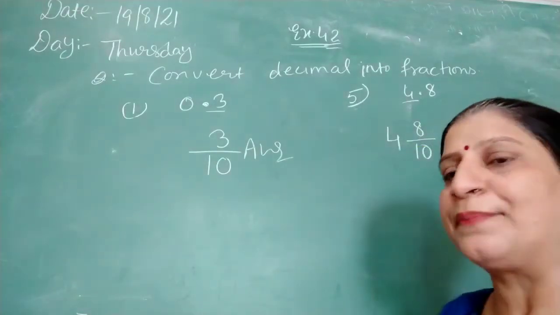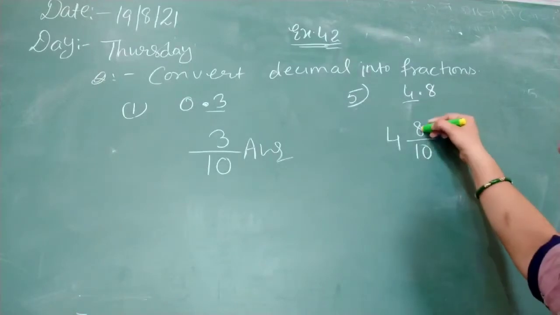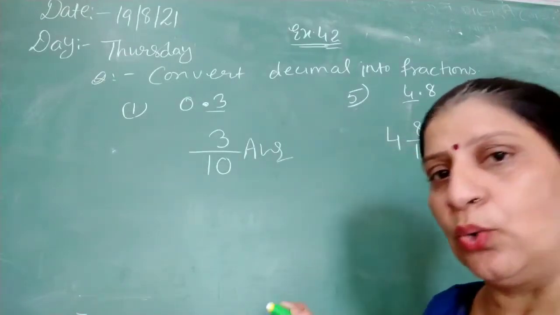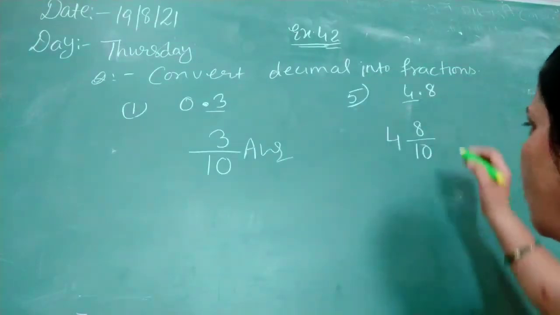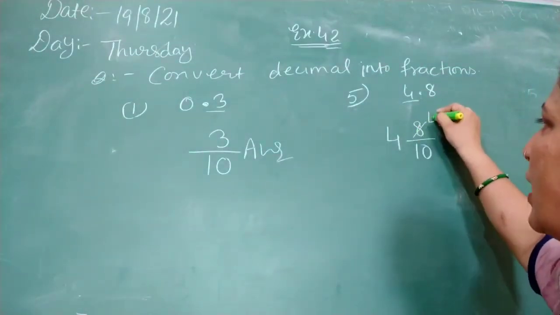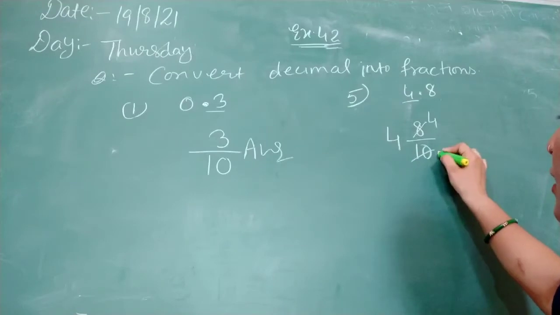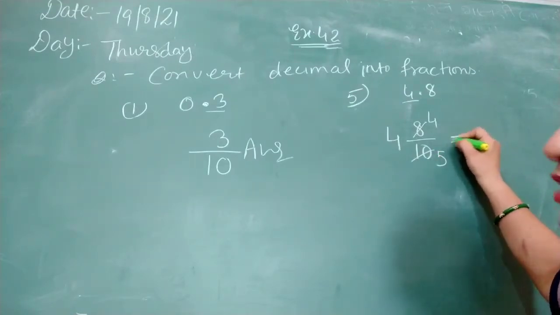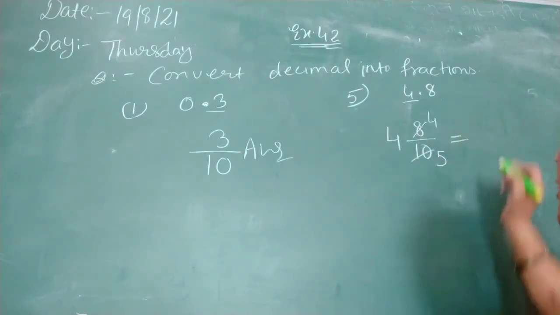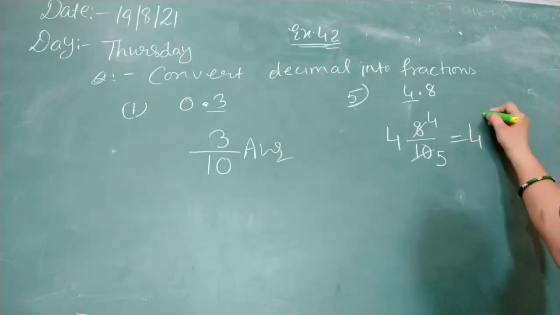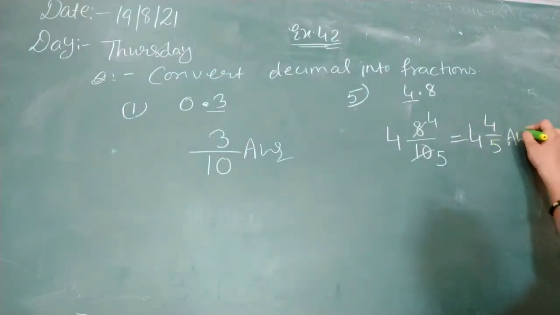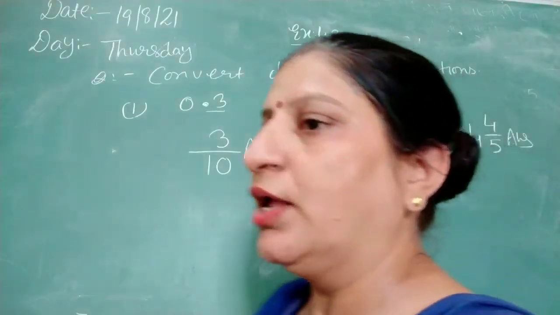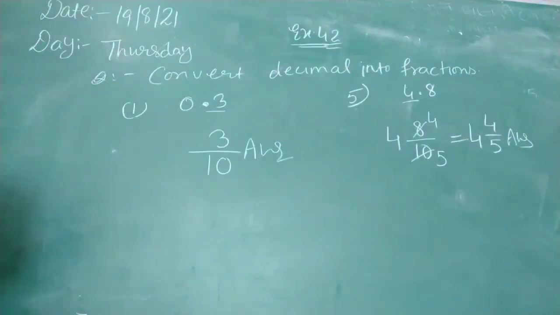ये हो गया. अब देखिए 8 and 10 both are divisible by 2. दोनों के दोनों नंबर आपके 2 से डिवाइड हो रहे हैं. So we cancel them. 2 4s are 8 and 2 5s are 10. Now after doing the simplification we get 4 combined 4 by 5 and this is our answer. Clear this one? Now we do the next question.